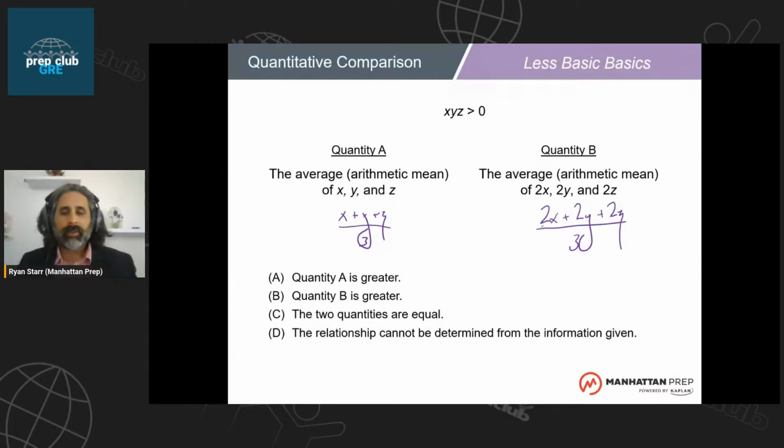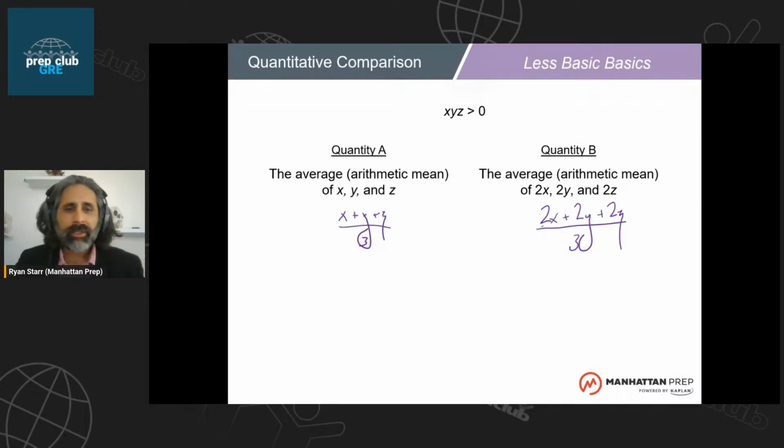So what does it mean to do algebra in the quantities? To some degree, we've already done algebra in the quantities, right? It's like we've got our x plus y plus z over 3, our 2x plus 2y plus 2z over 3. But the real unlock for algebra in quantitative comparisons, get those answer choices out of the way. Who needs them? The real algebraic unlock is that you can do algebra to both sides, to both quantities. You can do algebra to these two sides as though they were two sides of an inequality, right?